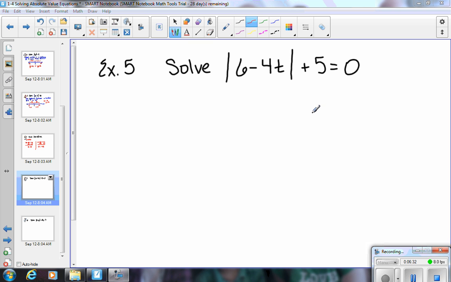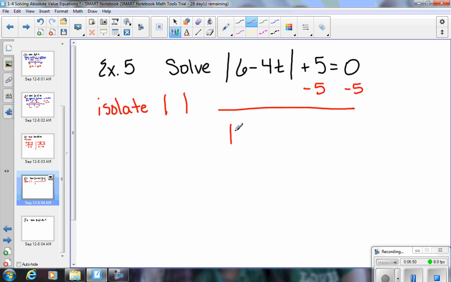For the next problem, what makes this a little different is I have this plus 5 here. So the first thing you're going to need to remember to do is isolate the absolute value. So we need to isolate that portion. So the first thing I'm going to do is subtract 5 from both sides. And I get the absolute value of 6 minus 4t equals negative 5.